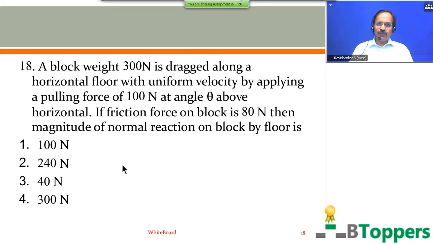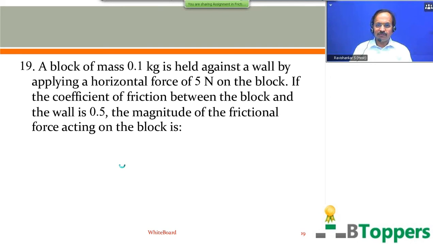So in case you need more time to answer the question, you can take a pause and take your own time. I am going to show you the next question on the screen. So the question number 19.